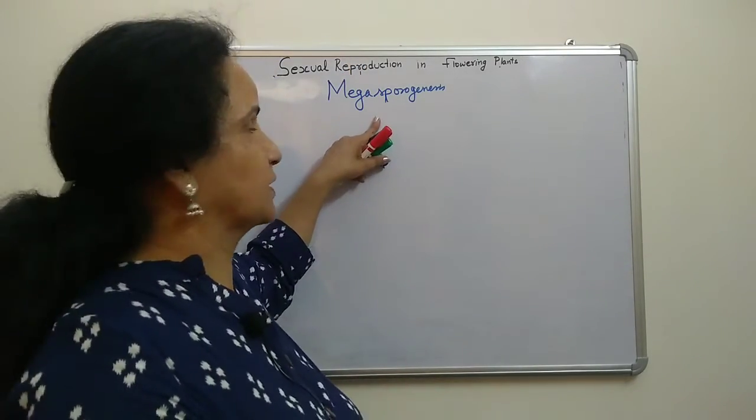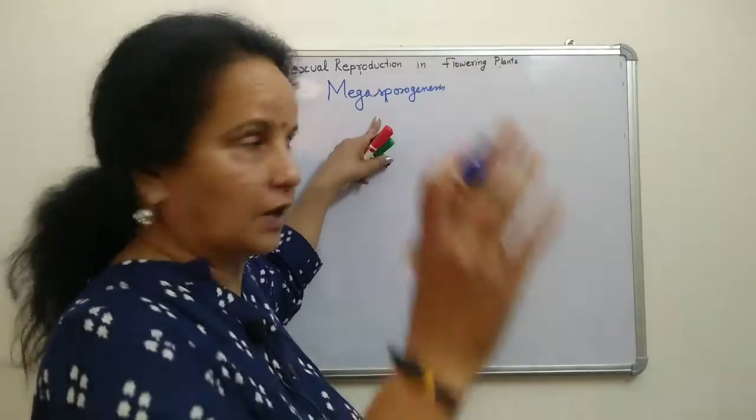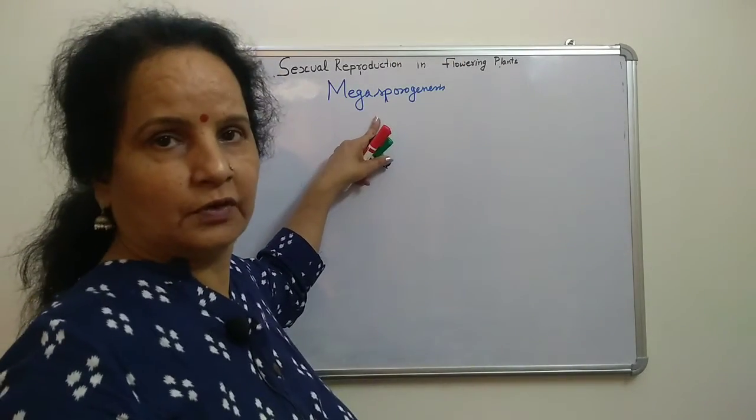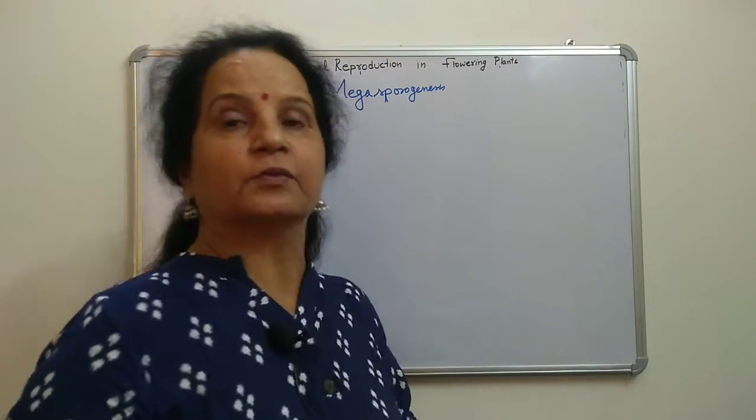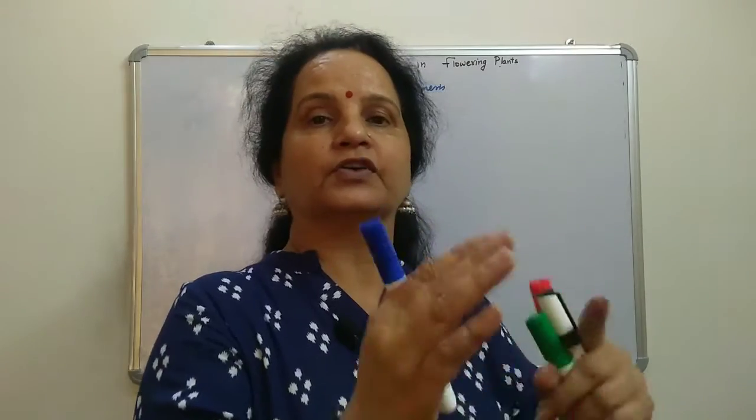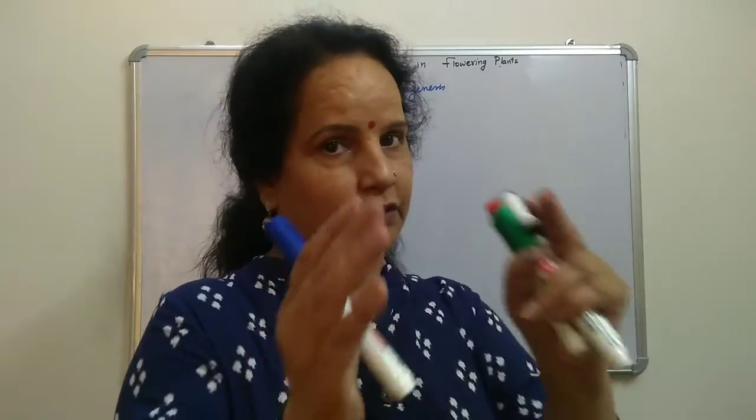In the previous class, I told you about the female reproductive organs: stigma, style, ovary. Everybody knows that. Now we will see the actual function of these, how the style works, how the stigma works, how the ovary works.